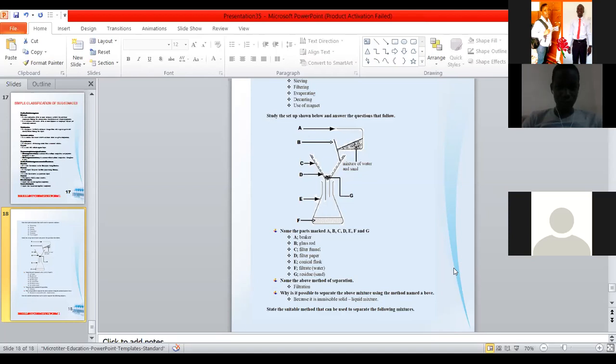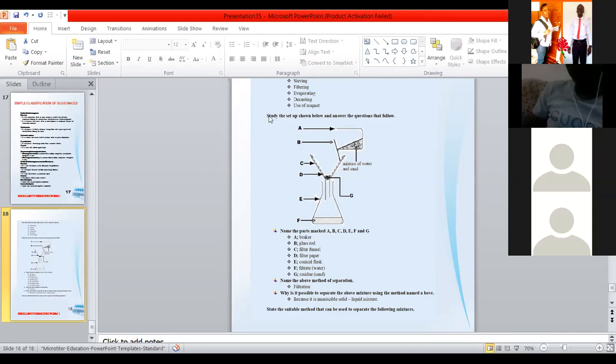Another person? We don't have Dean and Shaban. Mercy and also Camila. Is Camila in class? A solution that cannot dissolve any more solute at any given temperature. So a saturated solution is a solution that cannot dissolve any more solute at a given temperature. Are we together? Temperature. Yes.